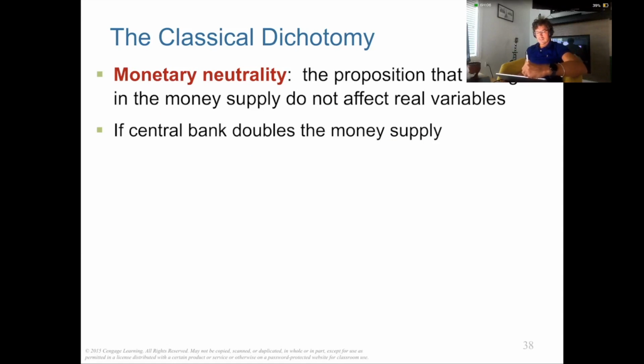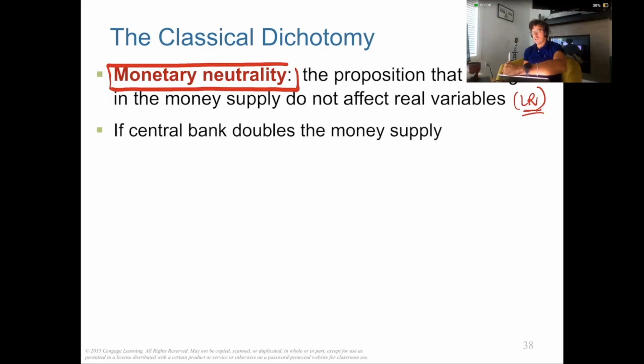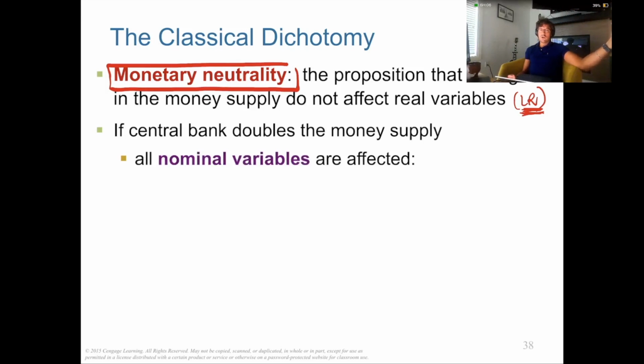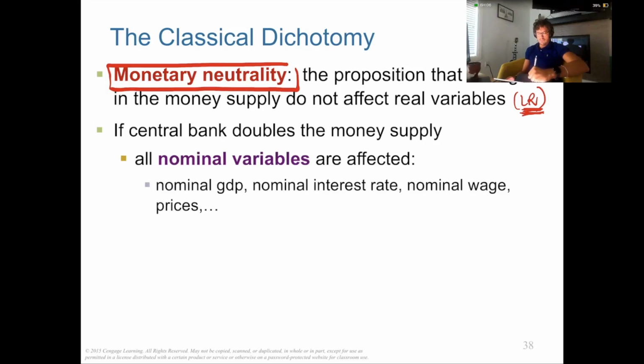Money neutrality is the proposition that changes in the money supply do not affect the real variables in the long run. Importantly, I will not stop repeating it, in the long run. If the central bank doubles the money supply, what happens? All nominal variables are affected. Nominal GDP will be affected. Nominal interest rates, the one that you will see at your bank, will be affected. So the rate, say, before was 1%, now is 2%.